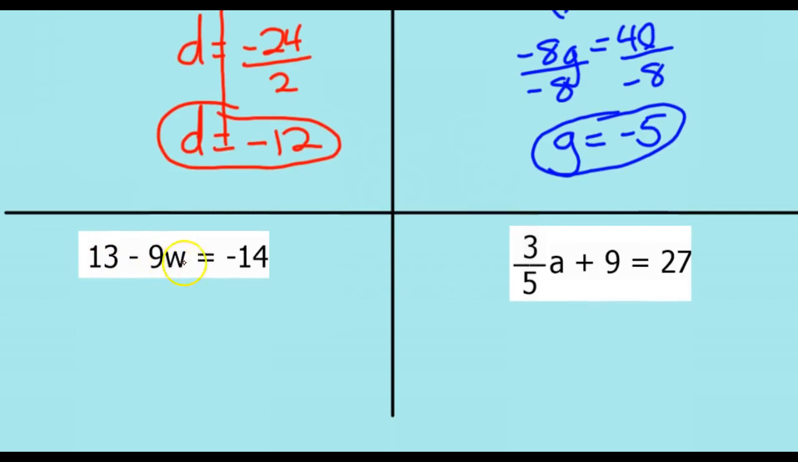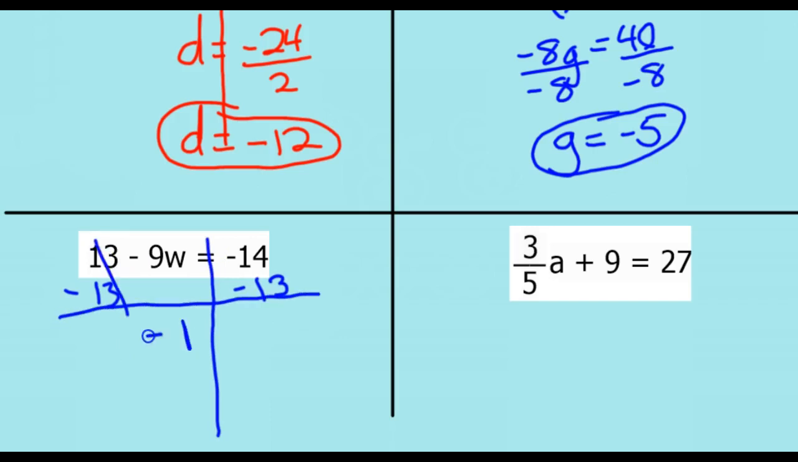Here I have 13 minus 9w equals negative 14. The first thing I need to do is move the constants over. If I move a positive 13, it means I'm going to subtract 13. So what I get is negative 9w equals negative 27. Divide that by negative 9. Now when I divide, two negatives make a positive. 27 divided by negative 9 gives me a positive 3.